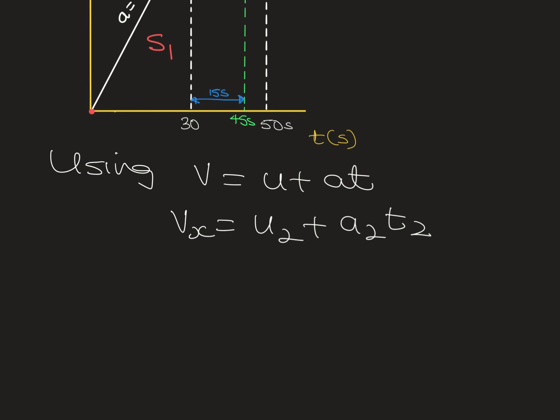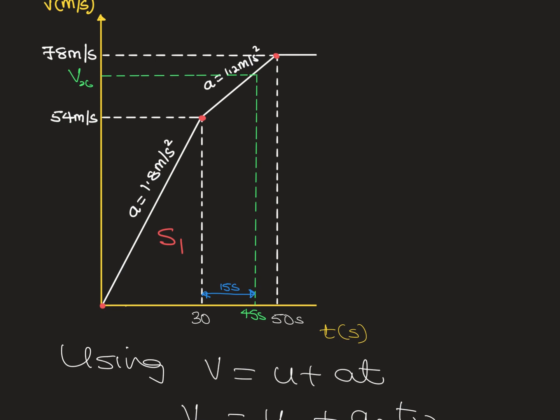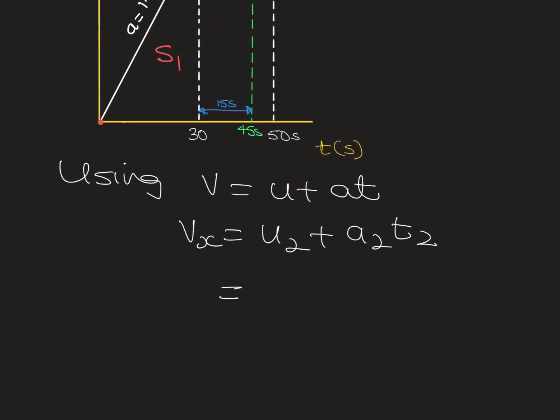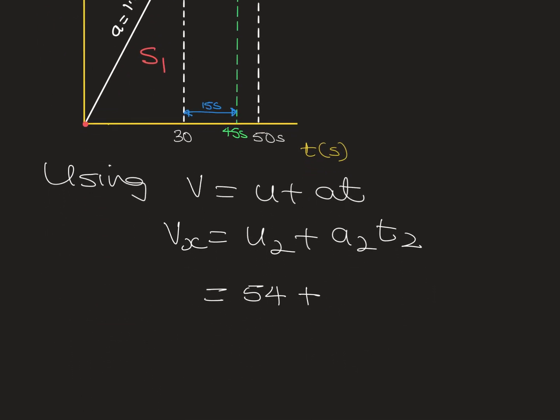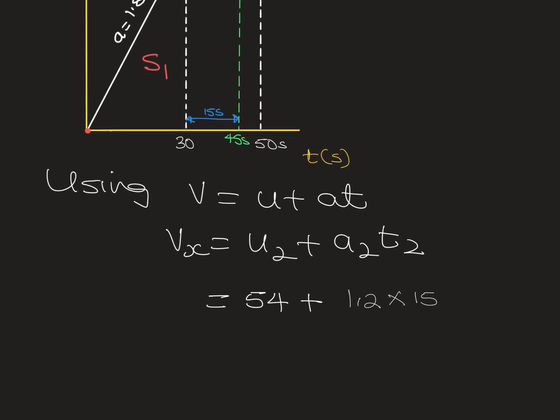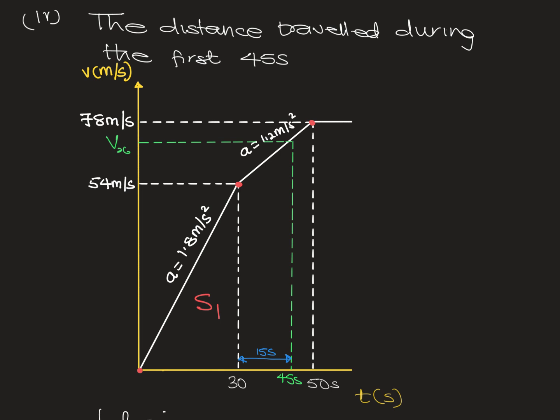So therefore, we'll say Vx is equal to U2. What is the initial velocity for the second phase of the motion? That is this point here, is 54 meters per second. So that is 54 plus the acceleration, which was 1.2. It will not change. It is constant. Multiplied by the time, which is 15 seconds. So that will be 72 meters per second. Okay, which means V2 is 72 meters per second. As you can clearly see, it is lower than the maximum speed attained, which is 78 meters per second.